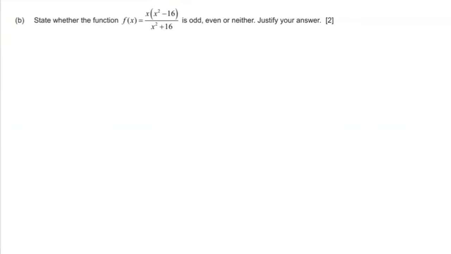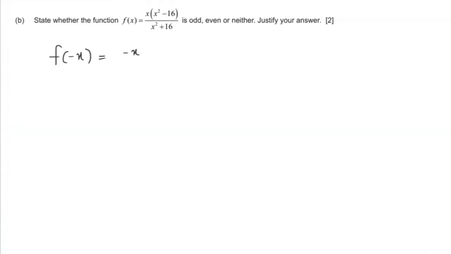Part B, state whether the function is odd, even, or neither. Justify your answer. So in order to check whether this function is an odd function, even function, or neither, you just switch your x with a negative x and see what happens.